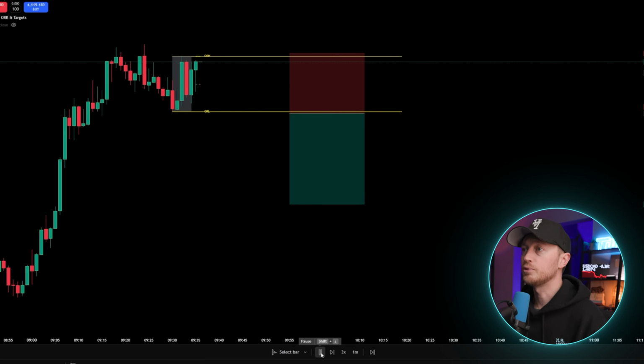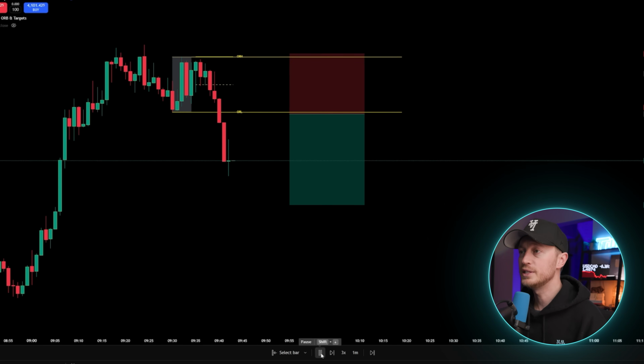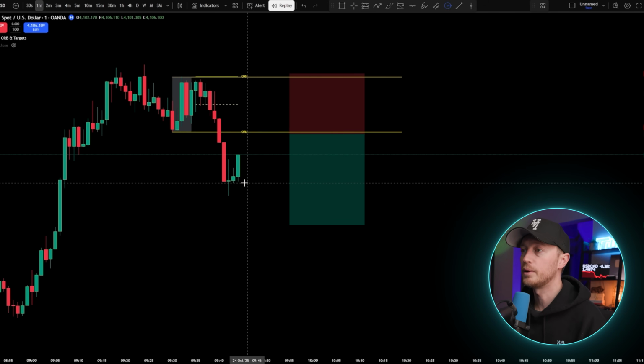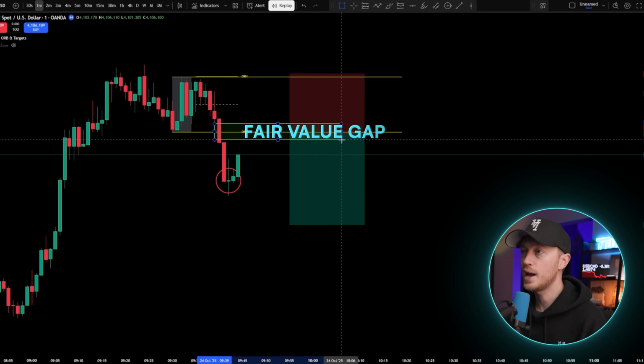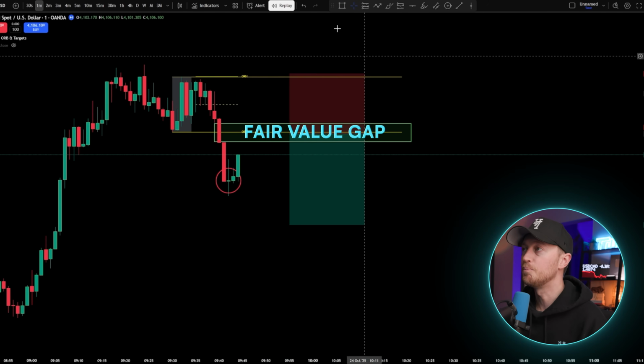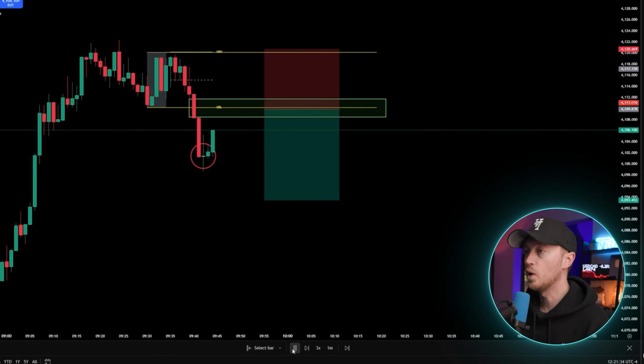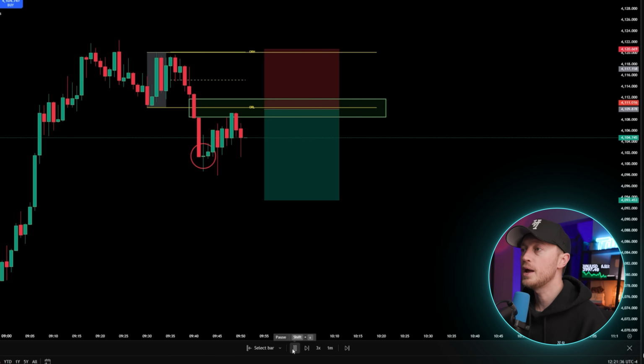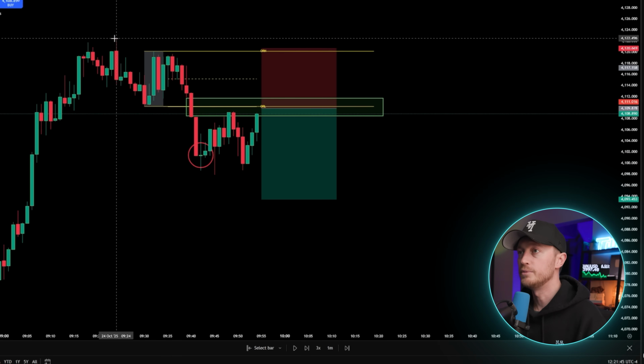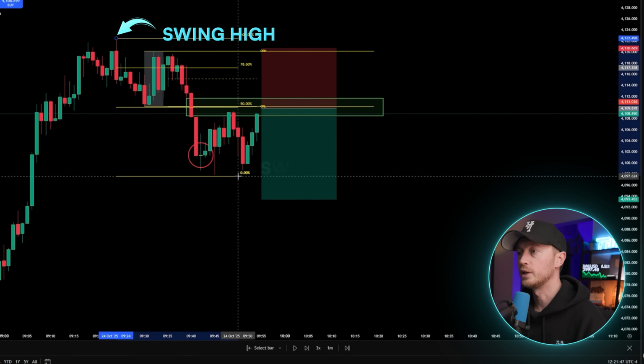Then we want to see the price break out the top or the bottom. In this case, look, price broke out the bottom pretty good, decent impulsive move, created a fair value gap right there at the bottom of the range. So that's a nice little entry for us right there. So what did I do? I waited for price to come there. I made sure that I measured from the swing high here to the swing low here.